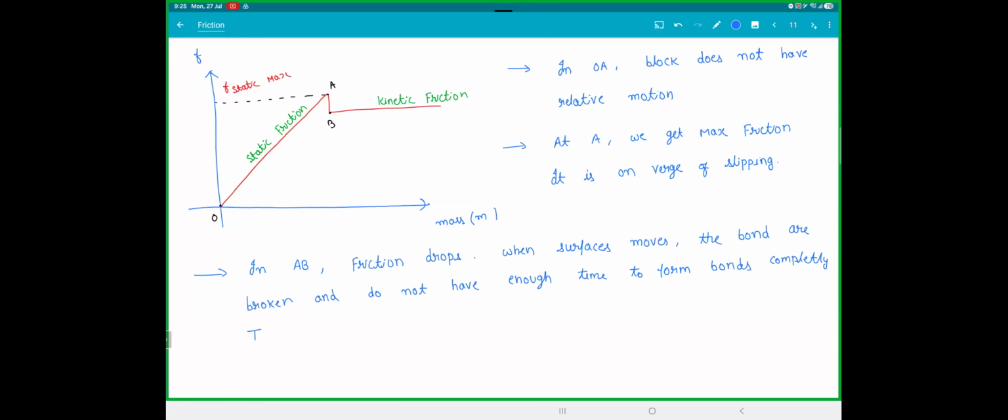This results in weaker bonds. They do form something, but it's not really as strong as the previous one. But if you can stop the block for a moment, they will form completely, and then again friction increases. That's the reason why the friction suddenly drops when the block starts moving. And because the friction suddenly dropped, this block will suddenly get an acceleration.